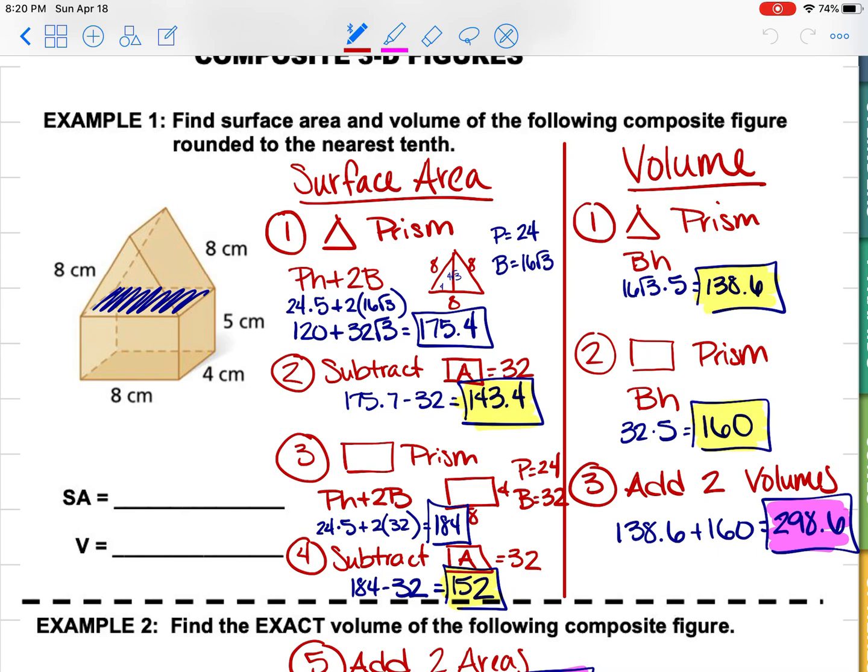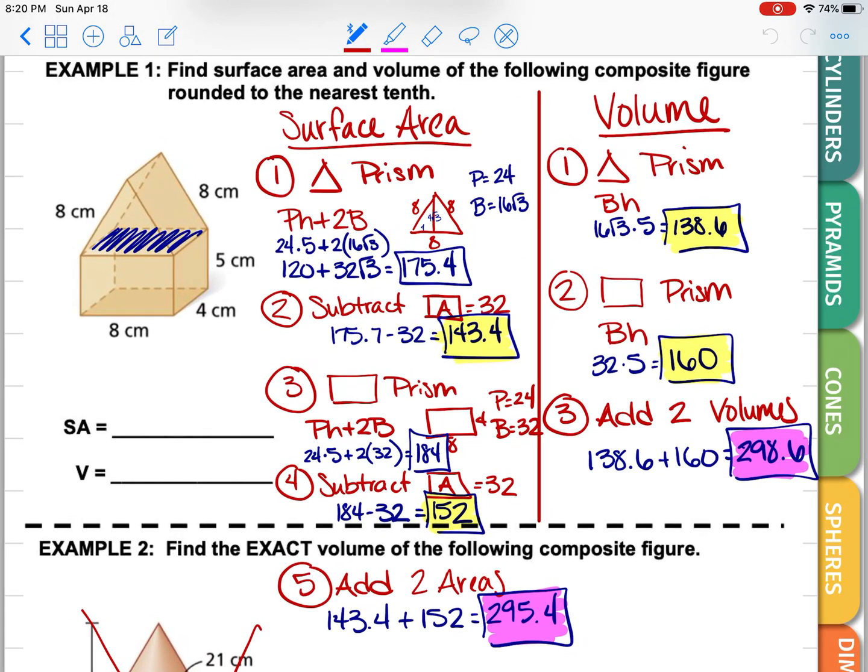Now with this one, if you look at the steps here, I went ahead and wrote out the steps. Step one, find the area of the triangular prism. So you can see the base. I found the perimeter of it, I found the area of it, and I plugged in my formula, and I got the 175.4. But in that prism, I'm not going to paint that bottom rectangular face. So the bottom rectangle is 8 by 4, which means it has an area of 32. So I'm going to take that 32 away from the 175, and that gives me the 143.4.